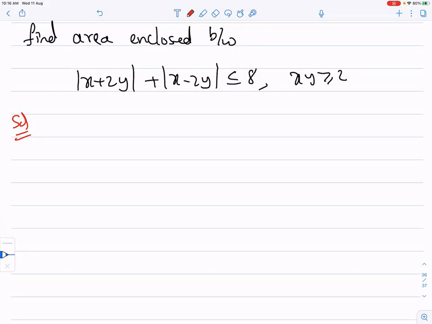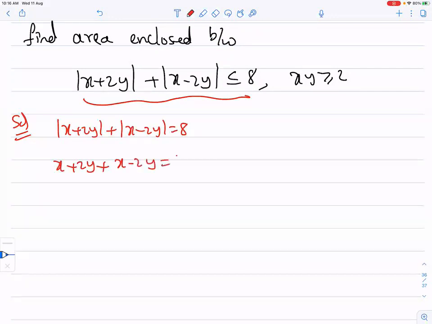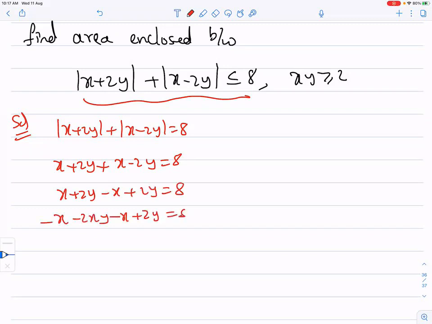There are 4 possibilities. How do we handle this, right? For example, x plus 2y plus x minus 2y equal to 8. How do we handle it? We'll take all the 4 possibilities. X plus 2y plus x minus 2y equal to 8. X plus 2y minus x plus 2y equal to 8. Minus x minus 2y minus x plus 2y equal to 8. Minus x minus 2y plus x minus 2y equal to 8.